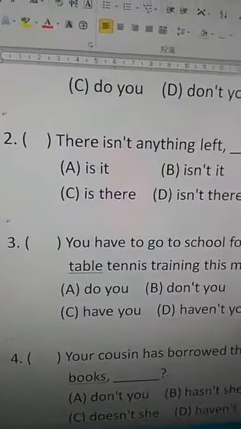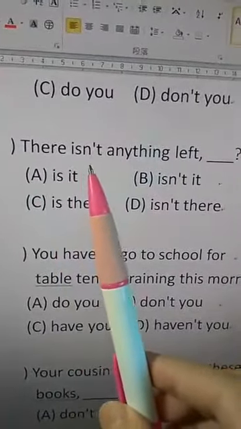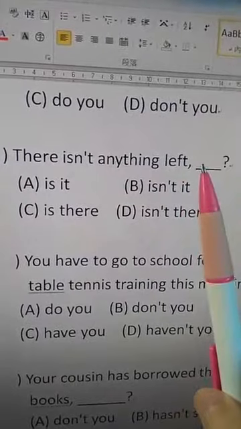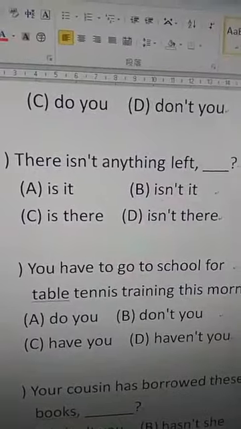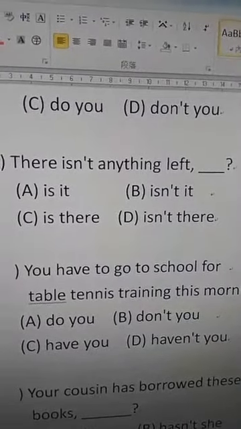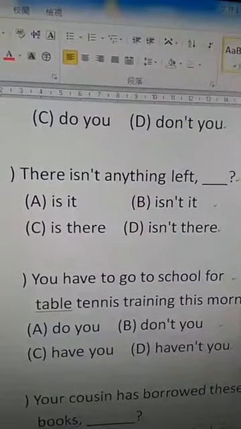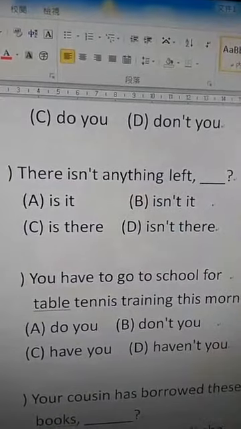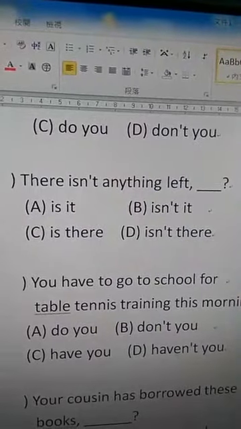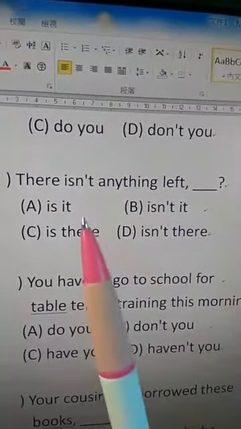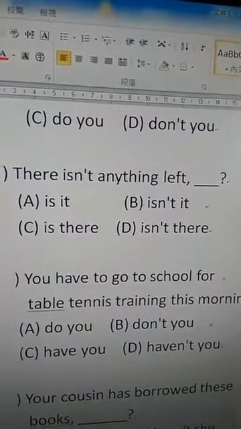Okay, so let's talk about sentence number two, and let's see if you can get a correct answer, okay? Number two, let me read the sentence for you. There isn't anything left, blank. And what's the answer? Viewers and watchers, please think about it in your mind, because if you want to improve your English, you have to think about it in your mind, by your own, and try to figure out what the answer is in your brain. So let's do it, okay? Which one is the answer?